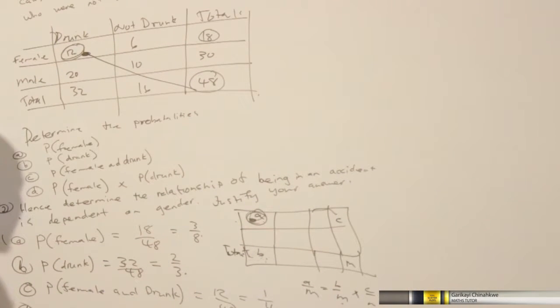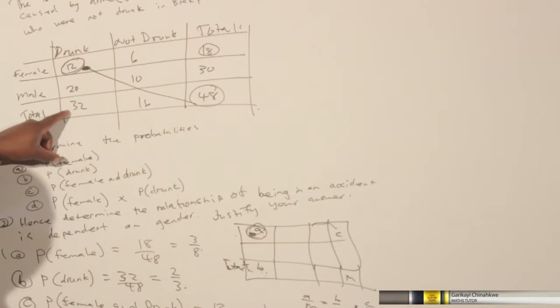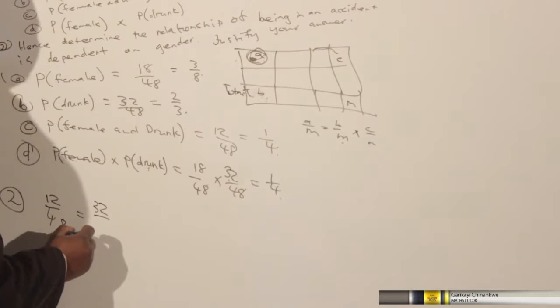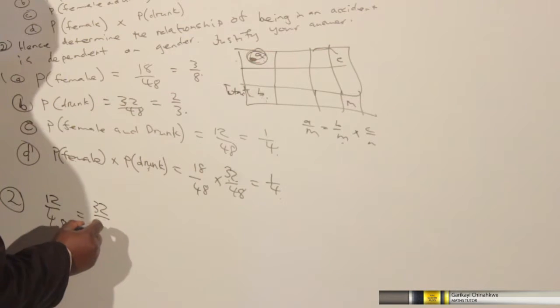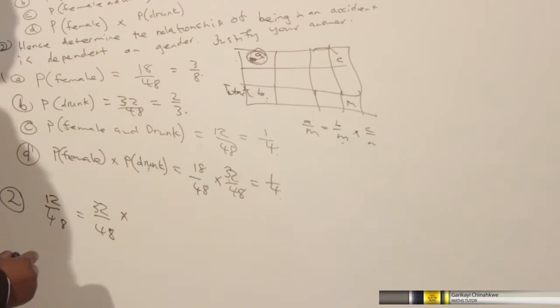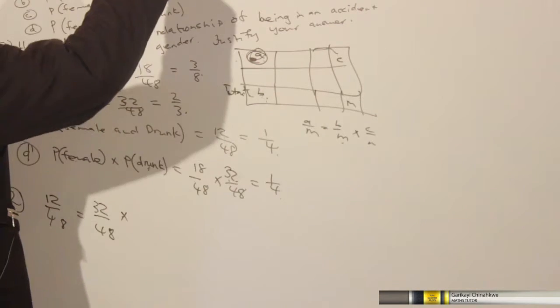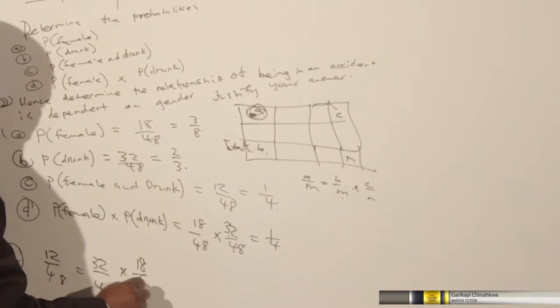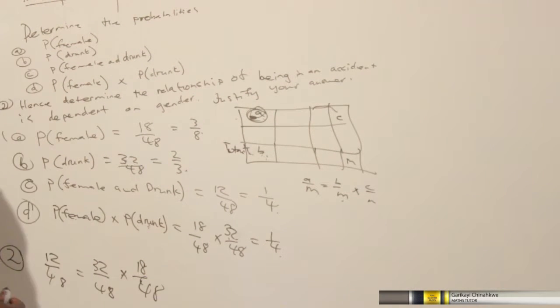12 over 48 is equal to the last figure on this column, 32 over 48. This is how you work it out, multiplied by the last figure there on the row, which is 18. 18 over 48. That's how you check whether it's independent or not.